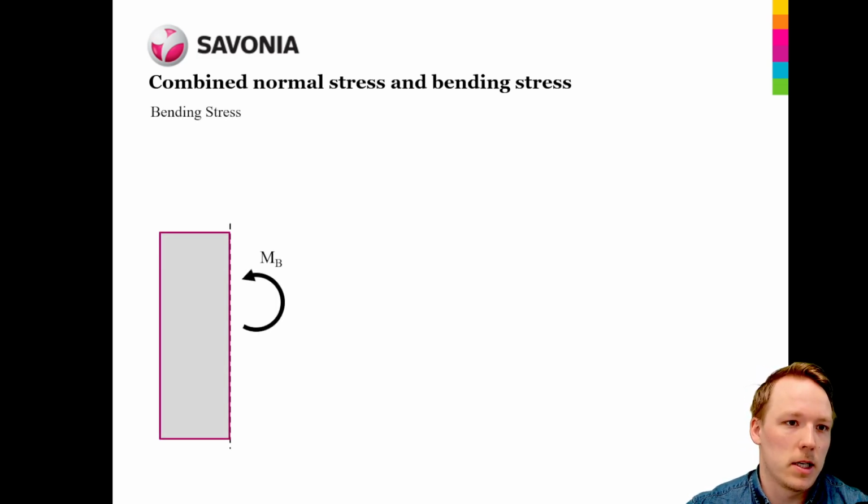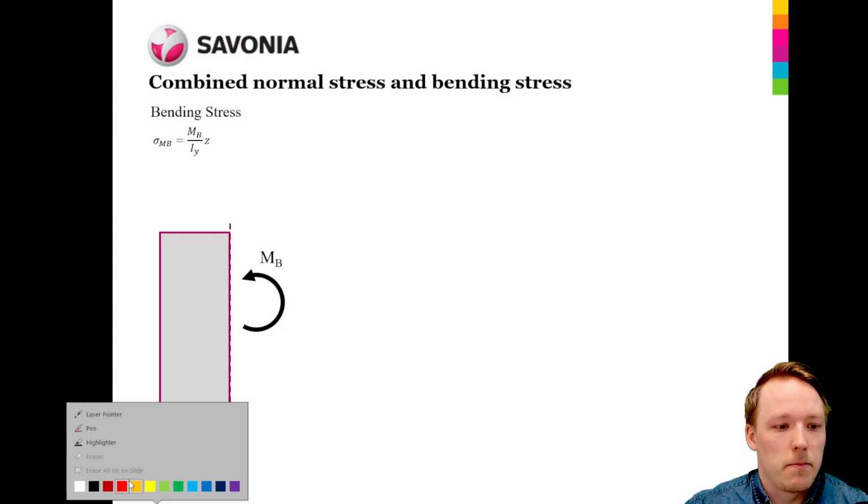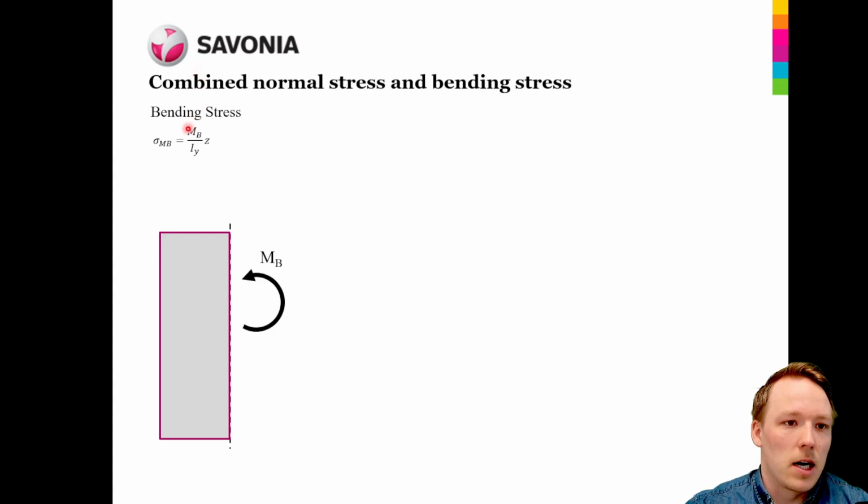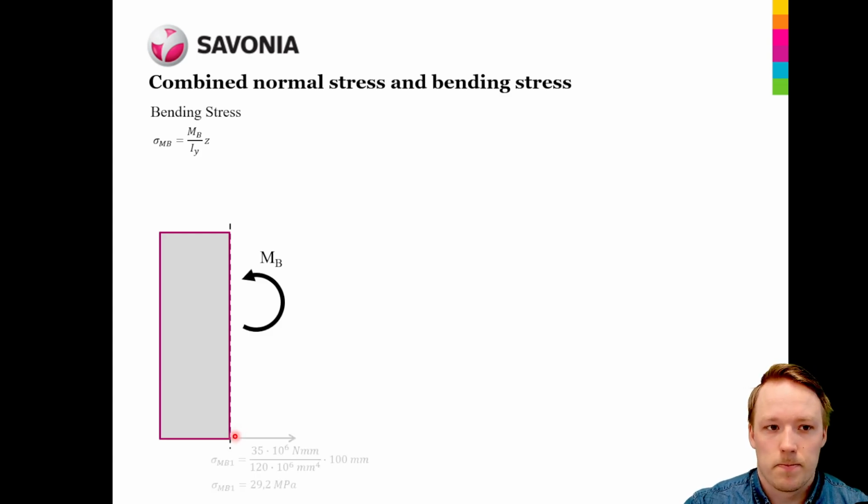So let's calculate this example. We're going to calculate the effect of the internal bending load and the internal normal load separately. Let's start from the bending load. We're going to calculate the bending stress for this profile. We remember that the bending stress is calculated with this formula, where the bending moment is divided by the second moment of inertia and then multiplied by the distance from the neutral axis to the location where we want to calculate the stress.